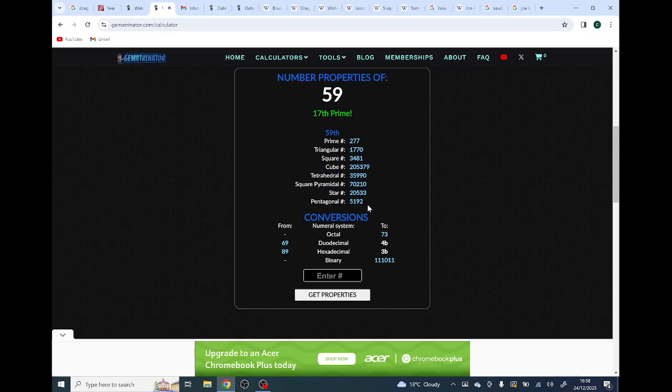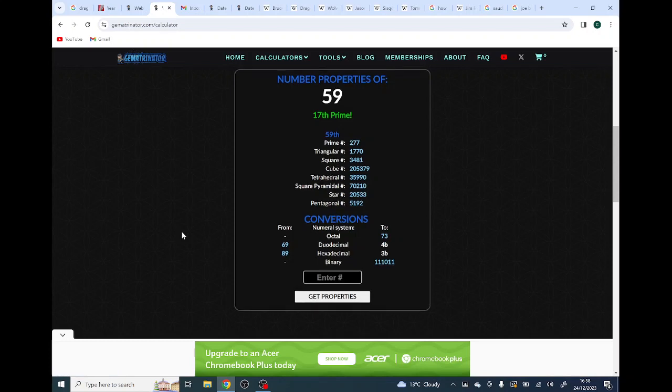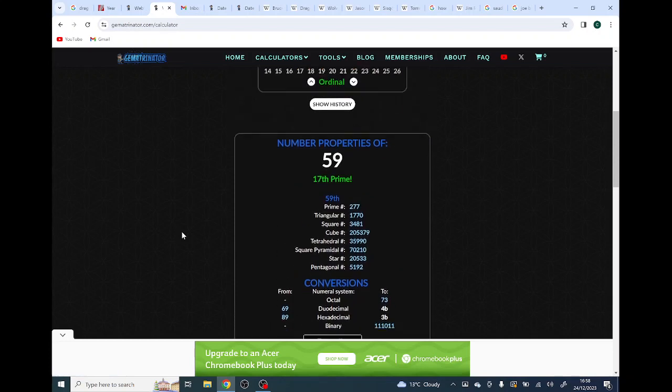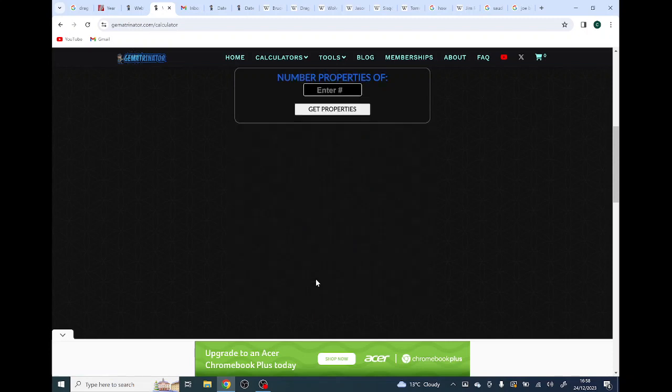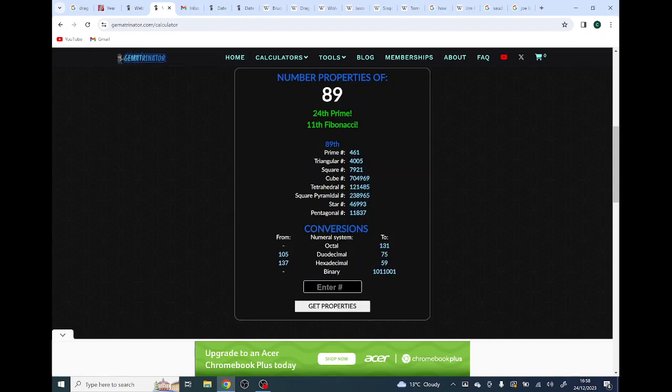It's the 17th prime. And it's also the base 8 counting of 73, and I'm going to let you know why that is. And look at that, the heterodecimal is 89. It's from 89, the 24th prime. So just to prove that as well, you see so many links to that number 24. There you go, the 24th prime.